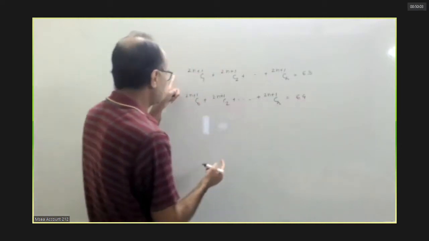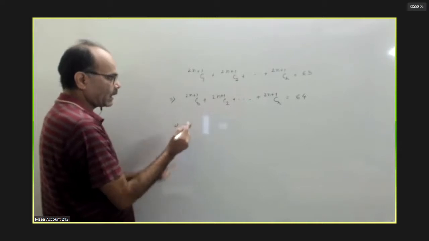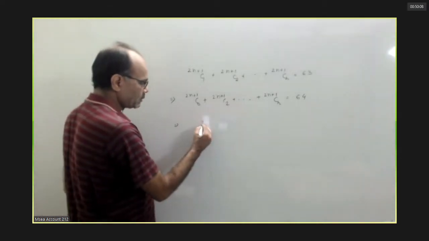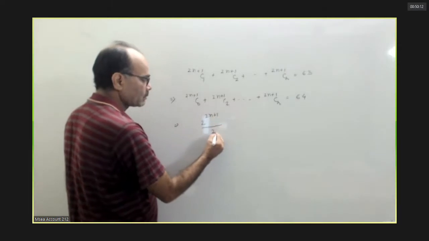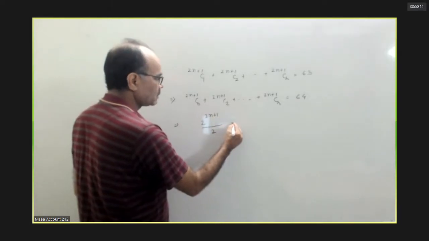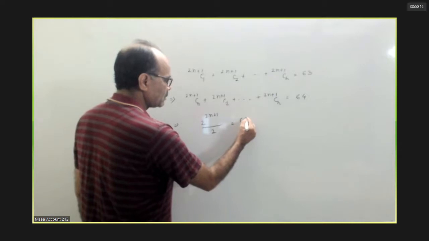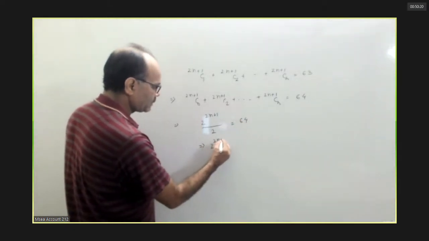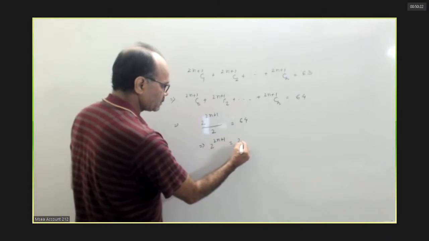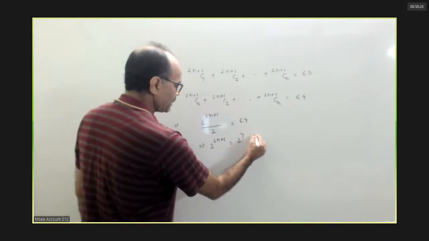64, adding 1. So this is half of the terms of the binomial coefficients. 2 to the power 2n plus 1 equals 2 to the power 7. This implies n is 3.